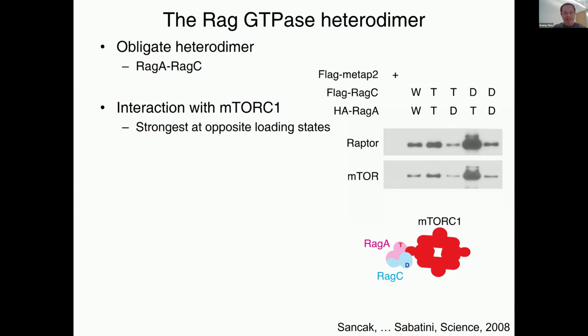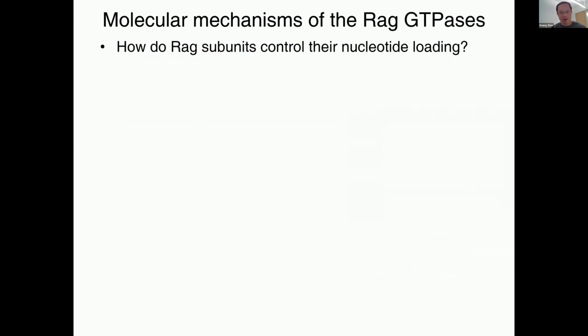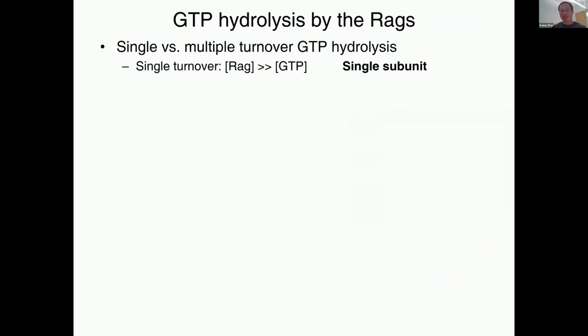So the behavior of this is very interesting, and our question here is, how does it do that? When we first started to study this protein, this is the first question we asked. We did a lot of biochemistry and tried to figure out the molecular mechanism, and I won't bother you with all the details, but I want to show you one piece of information on the GTP hydrolysis by the Rag GTPases that we did. To study the GTP hydrolysis by the Rags, we carried out the reaction in two different ways, and that's the single turnover versus multiple turnover reaction.